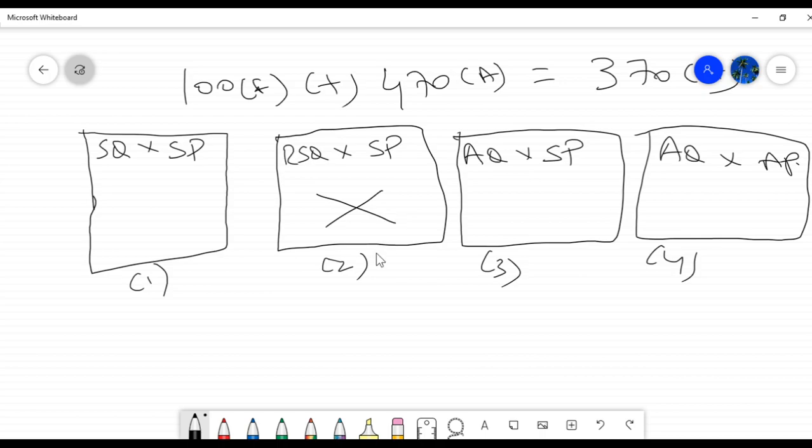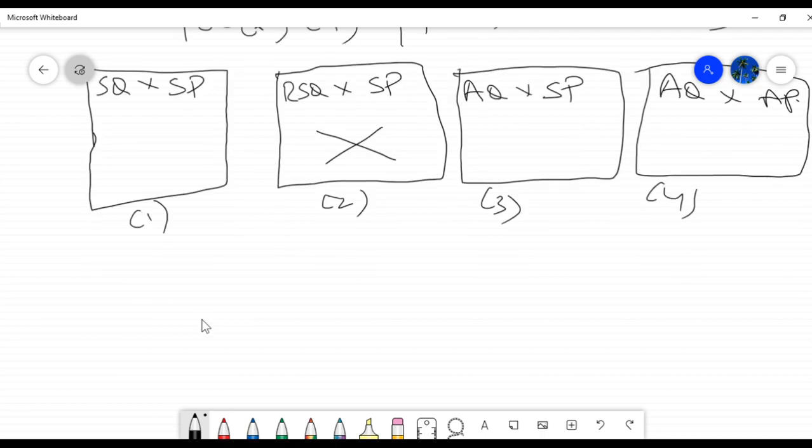Why is it not applicable? Because there is only one material used for production. If there is more than one material, this mix, yield and all will be applicable. So third one is applicable, fourth one is applicable. Now the first thing we have to identify is standard quantity, SQ. SQ means standard quantity for actual production.